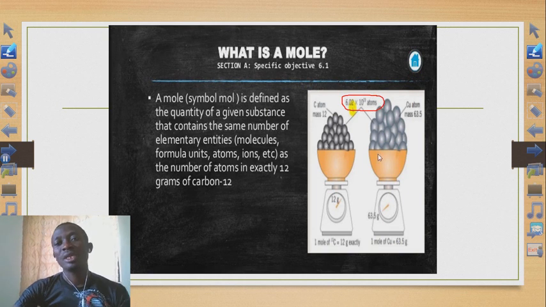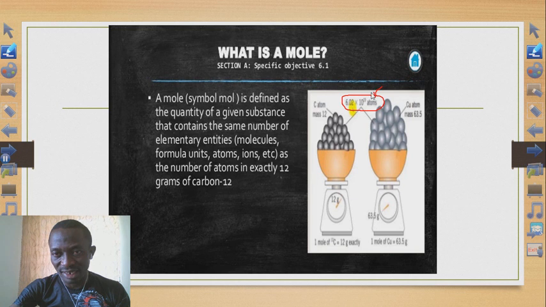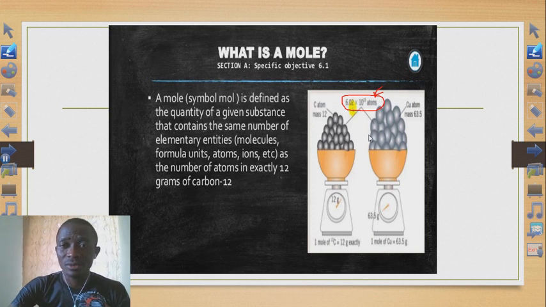Now, it is believed that the amount of any other substance that will contain the same amount of entities as we have here is said to be 1 mole. Which means that the amount of copper that will contain 6.02 times 10 raised to power 23 atoms is 1 mole of copper. I can replace this with any element. I may put sodium. The amount of sodium that will contain this particular number of atoms is said to be 1 mole of sodium. If I replace it with calcium, the amount of calcium that will contain this particular number of atoms is said to be 1 mole of calcium.